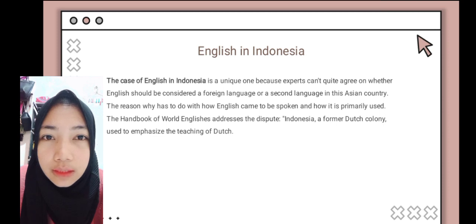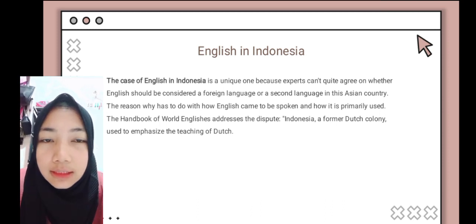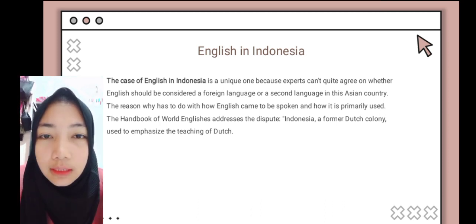Indonesia, a former Dutch colony, used to emphasize the teaching of Dutch. The movement towards English as a foreign language began at independence, and English is now the main foreign language being learned in Indonesia. English is taught for 8 to 19 years, from primary schools through high schools. The main objective is to provide reading skills to enable Indonesians to read science-related materials in English.